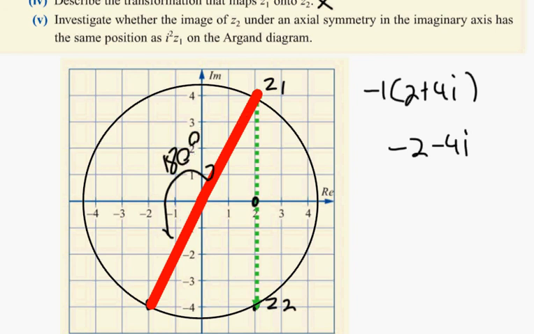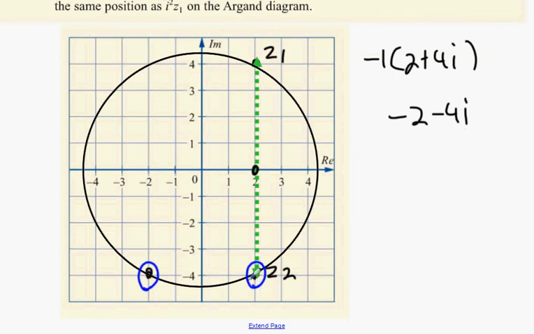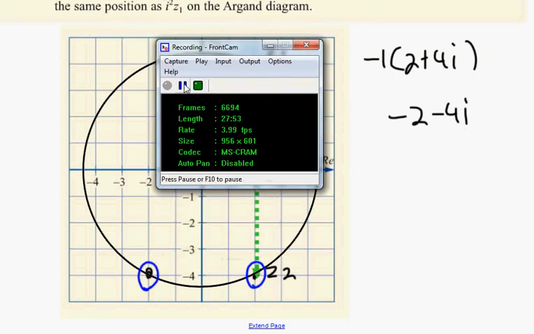So, next thing you gotta wonder is, what image of Z2 under axial symmetry in the imaginary axis has the same position as this one here? So this one here needs to be the same position as this one here. How can I relate the two of these? Axial symmetry in what axis? Axial symmetry in the imaginary axis gets you from here to here. Is that alright? Okay guys, there's a lot in that. It's tough.